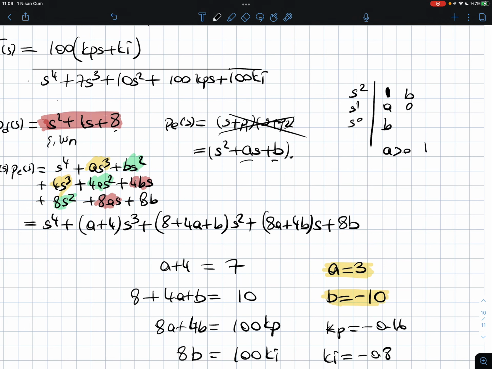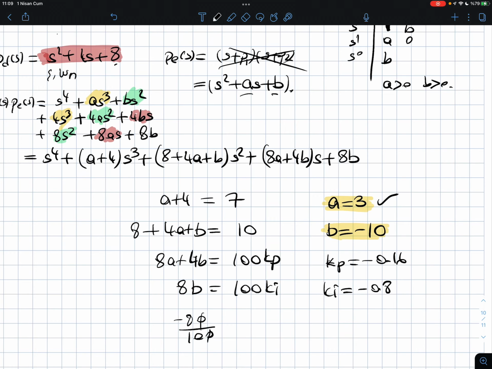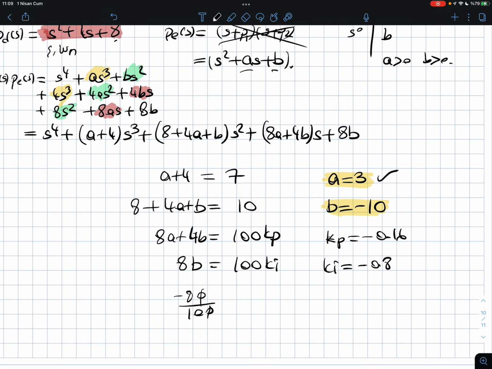Since one is positive, A needs to be positive and B needs to be positive in order to end up with stable polynomials. If it's a third order, you can check the Routh table again. But for second order polynomials, I can safely assume that A should be positive and B should be positive. A was positive, which is a good thing, but then I can see that B is negative.